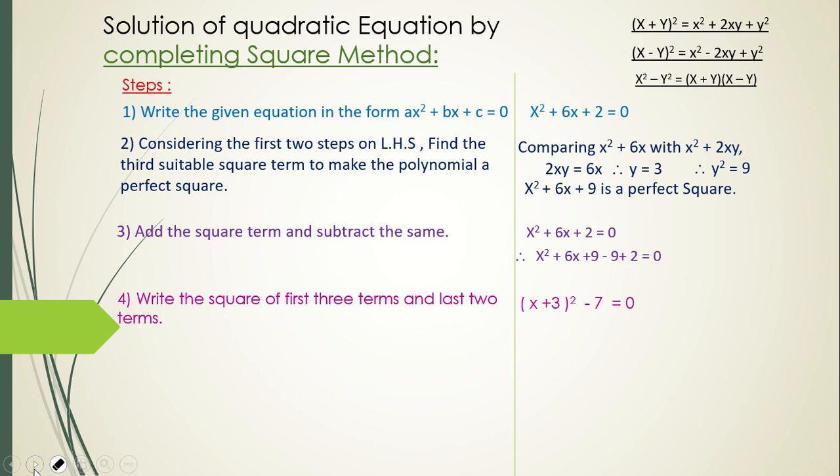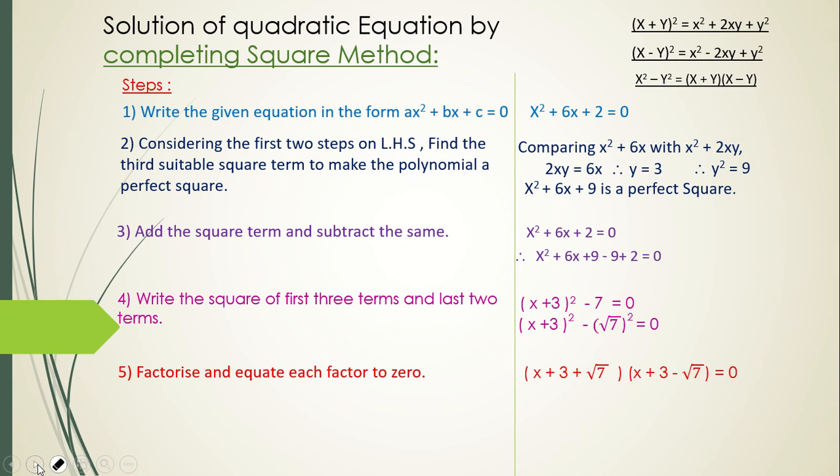Okay. So here we get (x + 3)² − 7 = 0, and 7 can be written as (√7)². So we factorize and equate each factor to 0. Now how do we factorize this? Using the formula: a² − b², or x² − y², is (x + y)(x − y). So we get (x + 3 + √7) and (x + 3 − √7).